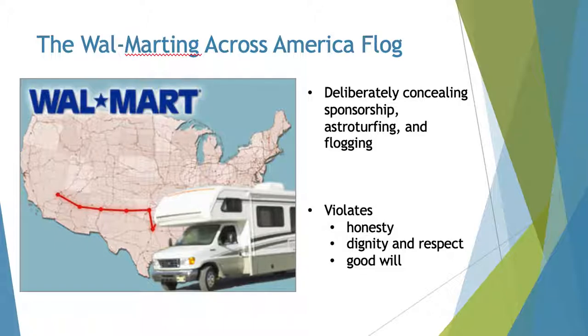So this is an example that the author takes, the Walmarting Across America blog, and she applies the categorical imperative to it. And she says it fails because of these things, right? It's not honest, it's not coming from a place of goodwill, and it's disrespecting the people it's communicating with.